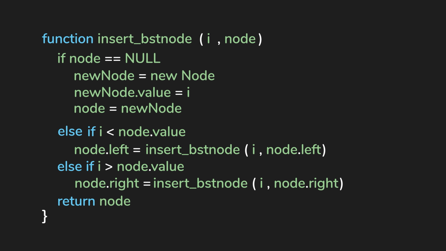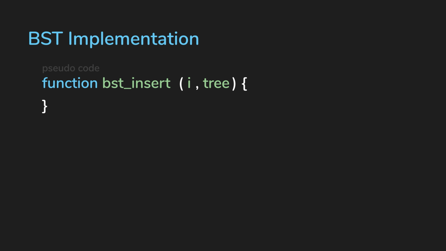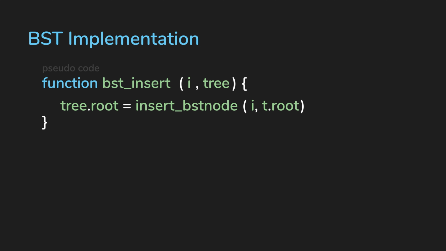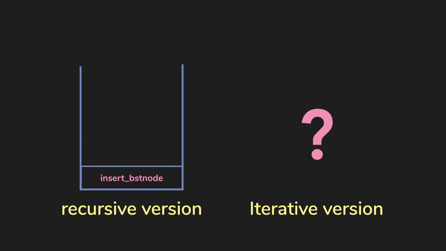Insert BST node will be used in another function called BST insert. The input parameters are the value I and the binary search tree. And then we start the recursion by calling the insert BST node function at the root. To challenge yourself, you can try implementing insert without using recursion. The iterative version will require you to use a stack to emulate the function call stack.